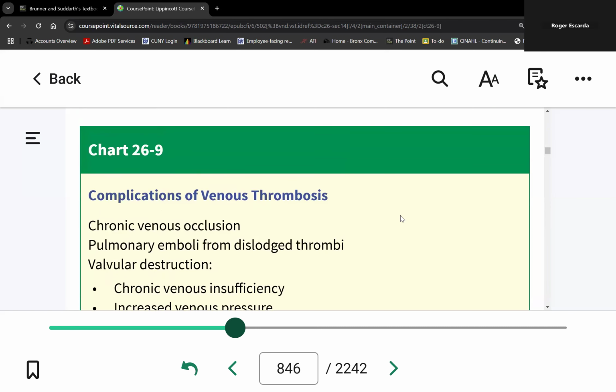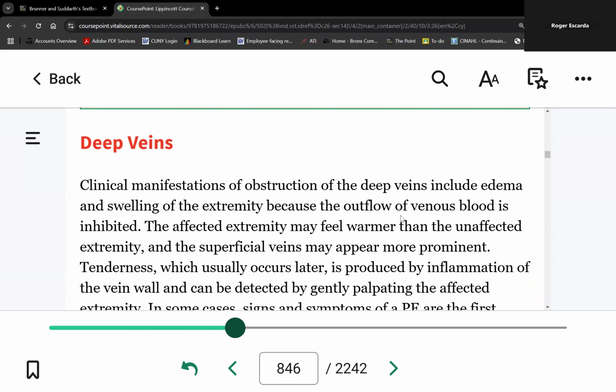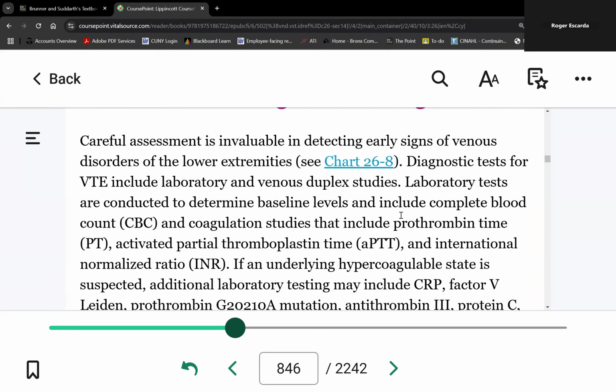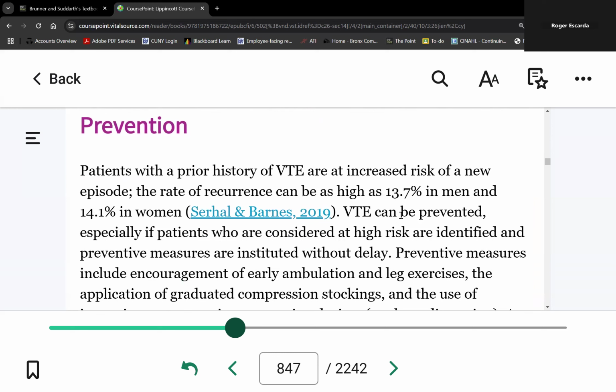So chart 26-9, here are the risk factors in a summary. Now I'll go straight to, because we're not doing DVTs anymore, we're doing the PE. But again, I'm starting with DVT because the pathophysiology is the same. And then here's prevention. So how do we prevent blood clots then? How do we prevent a PE?